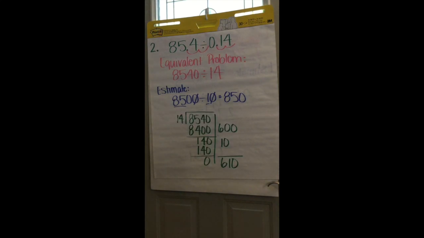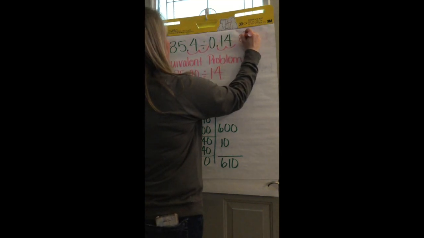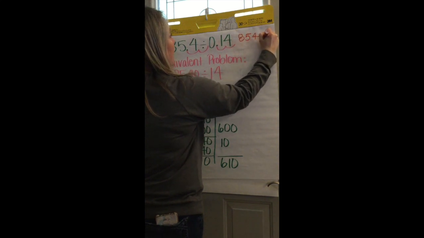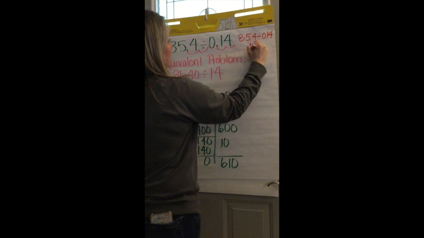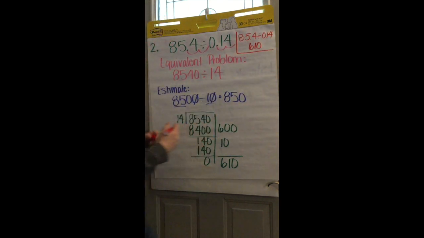Step number 3, I had to divide out the actual problem, ignoring the decimals. So I divided out my equivalent problem here of 8,540 divided by 14, and I got an answer of 610. So my estimate was 850. The digits I got were 610. So for this one, I don't need to place a decimal in this problem. So 85.4 divided by 0.14 is actually equal to 610. No decimal is needed to be placed in there because my estimate was 850 and my actual answer was 610.